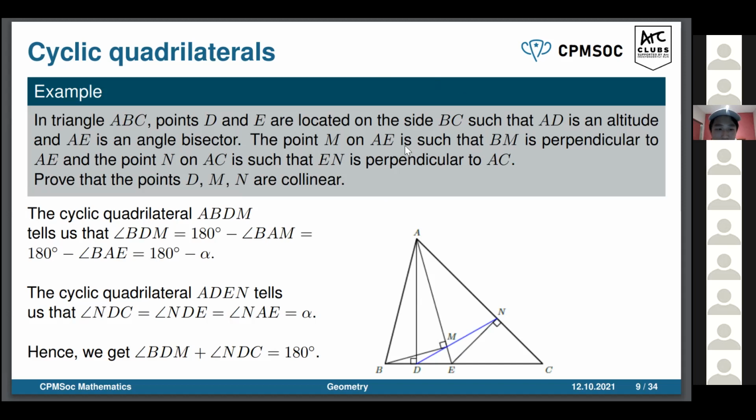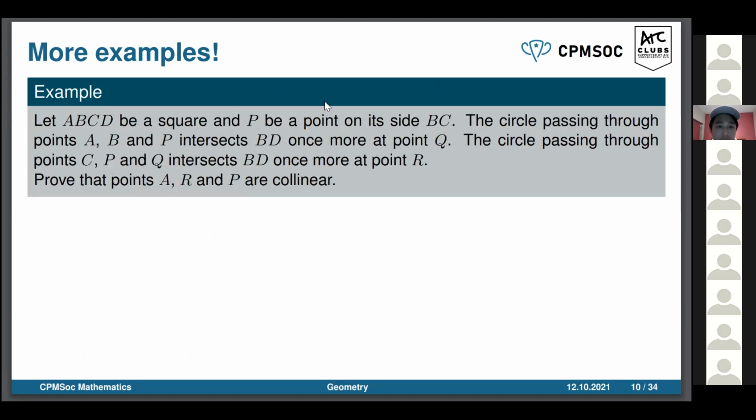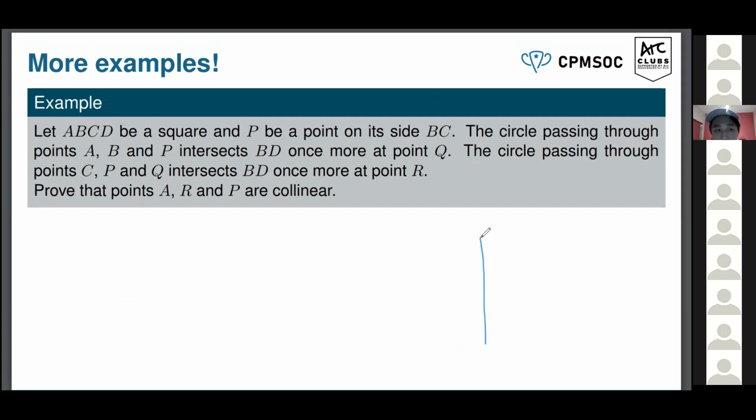Thanks, Yasser. We'll move on to the next example. There's one more example of angle tracing. Let ABCD be a square and P be a point on its side BC. Try to draw it nicely. A, B, C, D, and P is somewhere here.